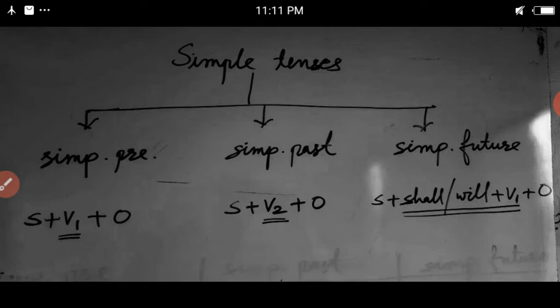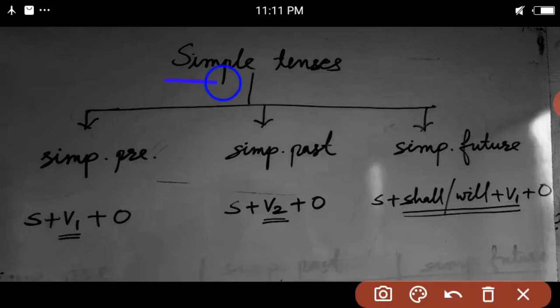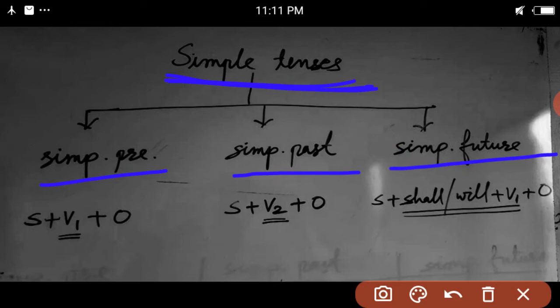Here we will see the first subtype of the tenses. What is it? Simple tenses. So let us see simple tense of each main type. That is simple present, simple past and simple future. So these are the titles or the subtypes. Now next, here below I have given the structures or formulas of each simple tense.